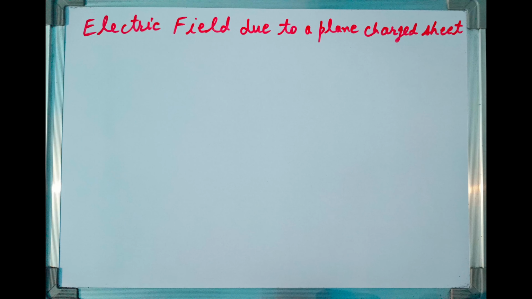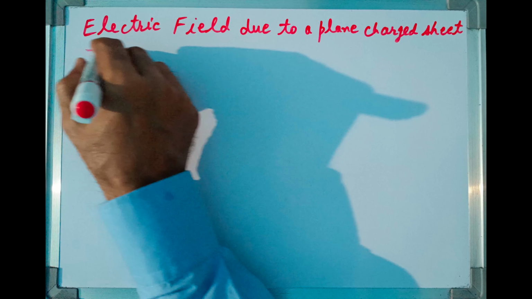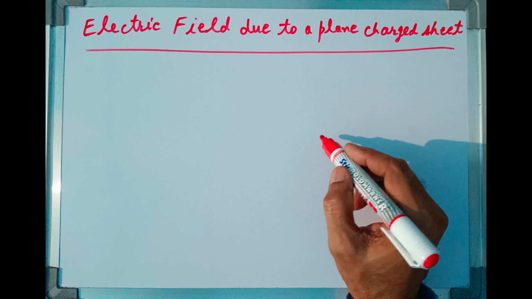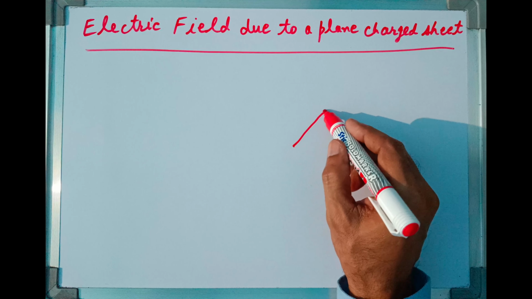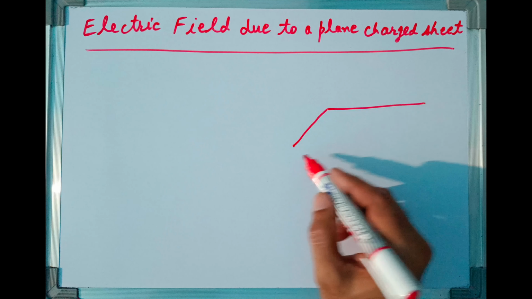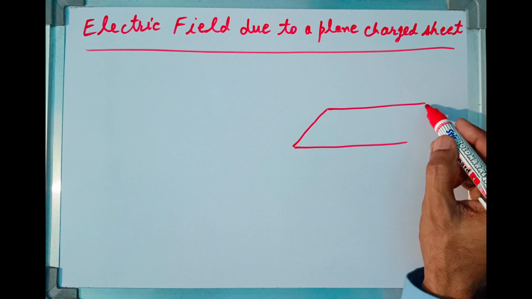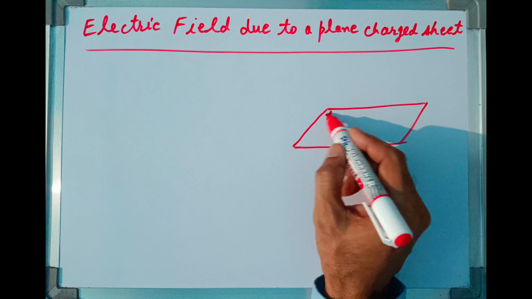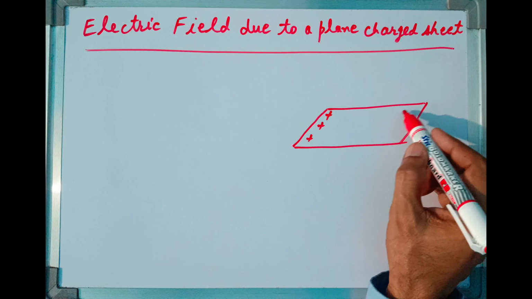In this lecture, I will share how to derive an expression for electric field due to a plane charged sheet by using Gauss law of electrostatics. For this purpose, let me consider a sheet of any size which is plane. Suppose this sheet is positively charged.